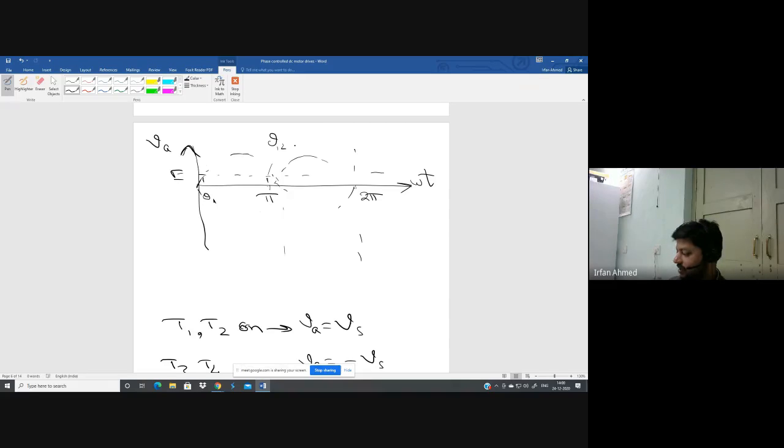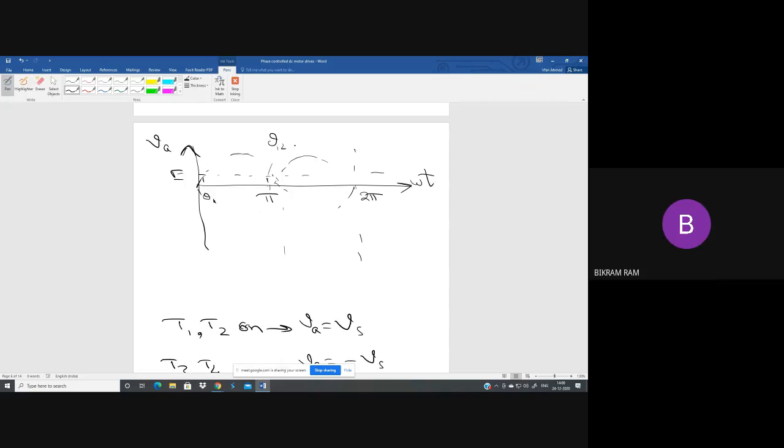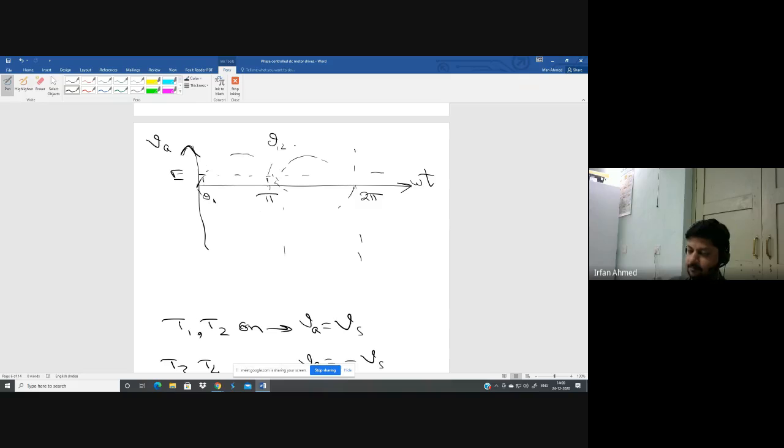So what is the significance of theta 1 and theta 2 here? The extinction angle will depend on inductance. So the range is not fixed, we can vary it.